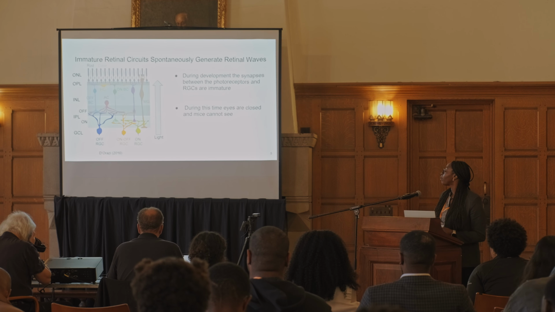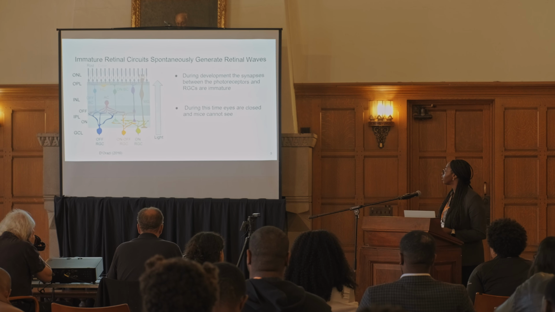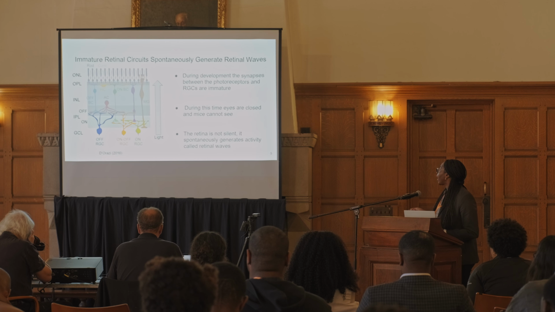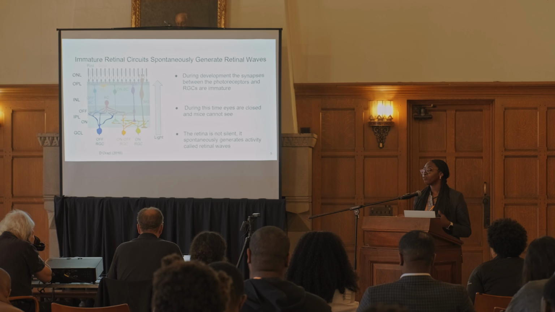And during this time, at least in mice, the eyes are closed and the mice cannot see because there's really no way of getting the signal which is detected in the photoreceptors to the retinal ganglion cells, which are the output of the retina. However, during this time, although mice cannot see and the circuit is still immature, the retina itself is not silent.